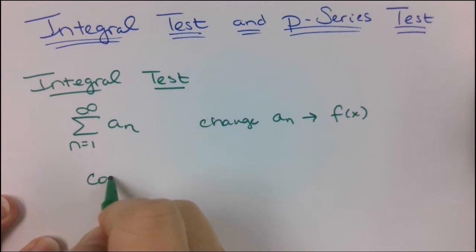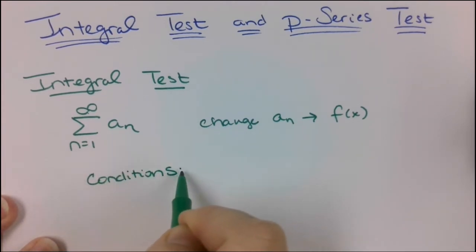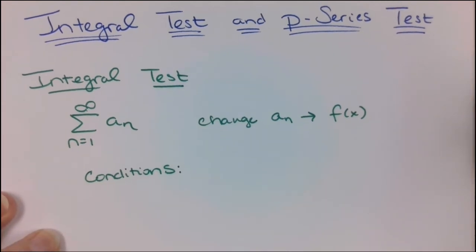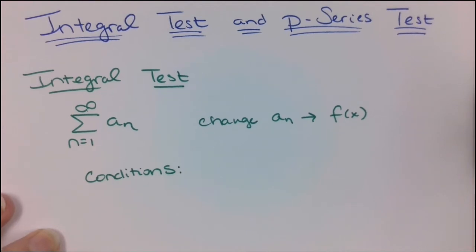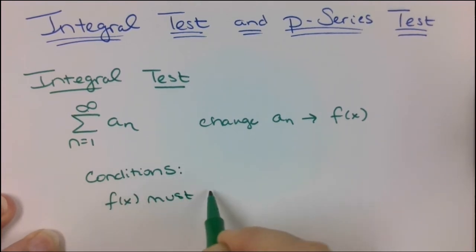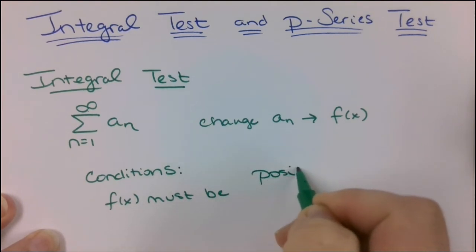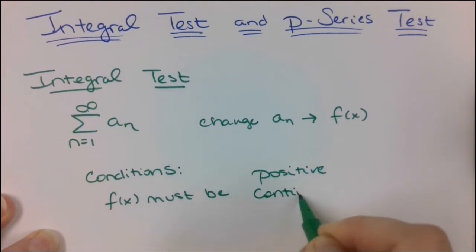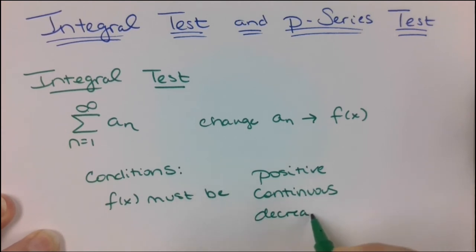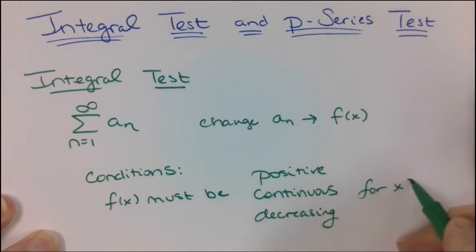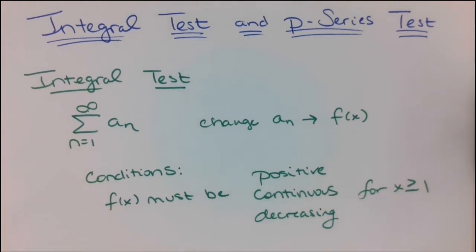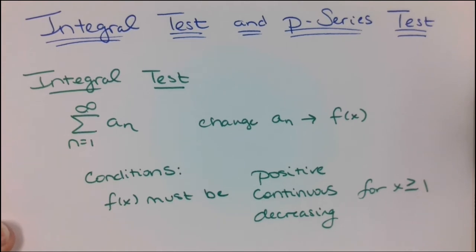The integral test is a test that actually has some conditions that we have to consider, just like we've done in the past with intermediate value theorem or mean value theorem or even L'Hopital's rule. Before we can apply those things, we have to make sure that the conditions are met. And for the integral test, the conditions are this. F of x must be three things: positive, continuous, and decreasing for x greater than or equal to 1. So before we can use this test, we do have to verify these three conditions.